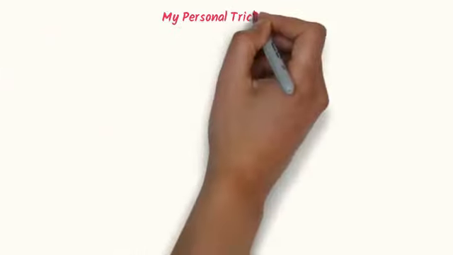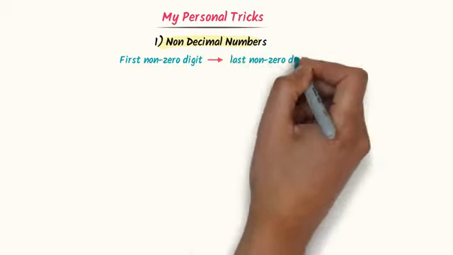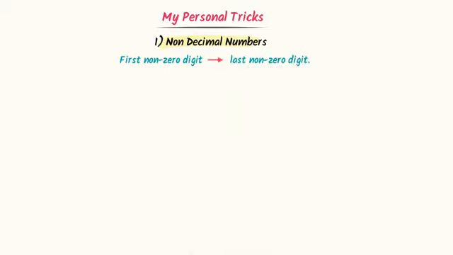Now I will teach you my personal tricks to count significant figures quickly. The first trick is for non-decimal numbers. I mean numbers without a decimal point. The rule is very simple. Start from the first non-zero digit and go up to the last non-zero digit. Everything between them is significant. Let me repeat it. First non-zero digit to the last non-zero digit, all are significant.